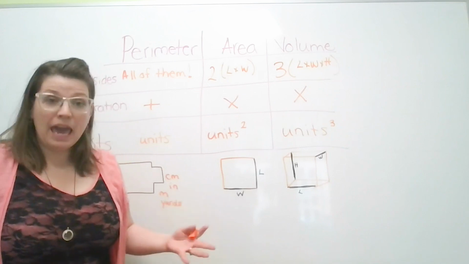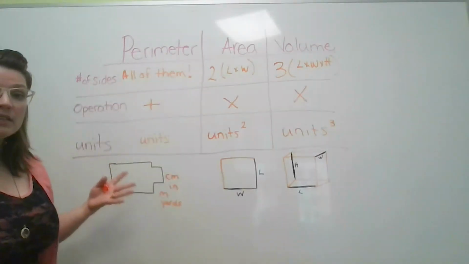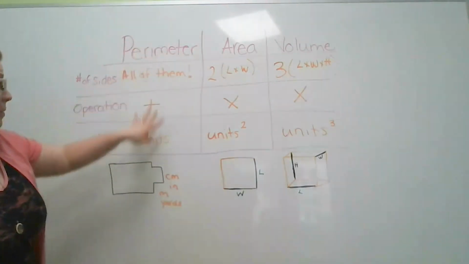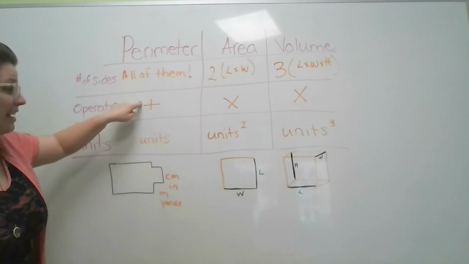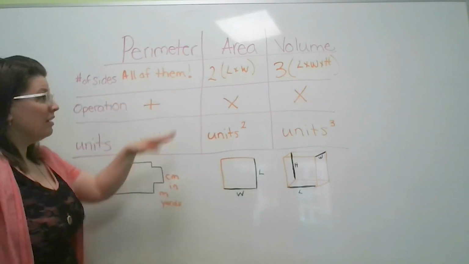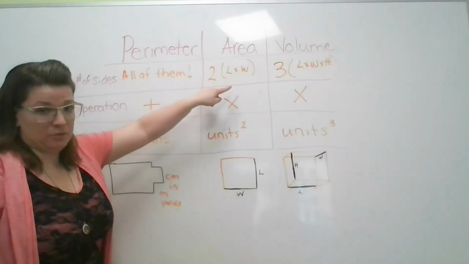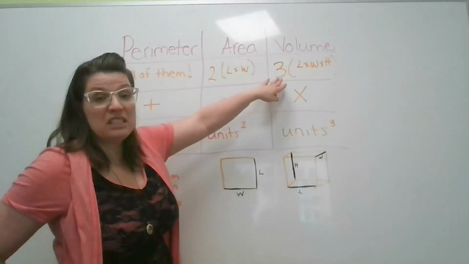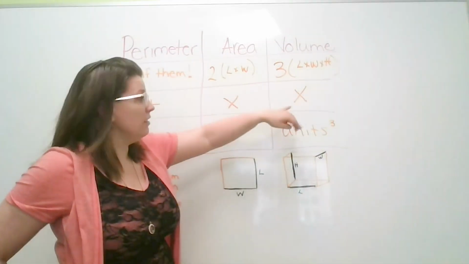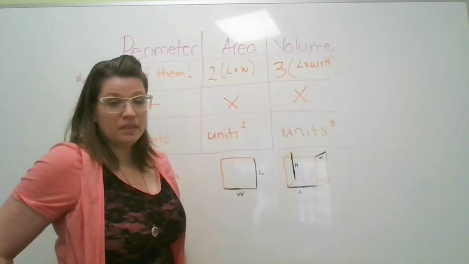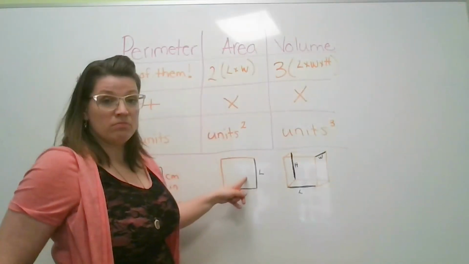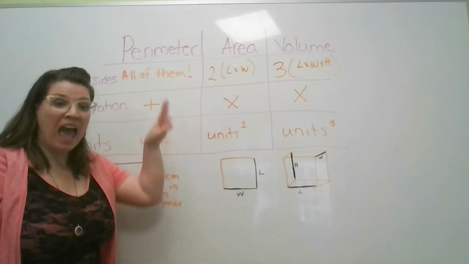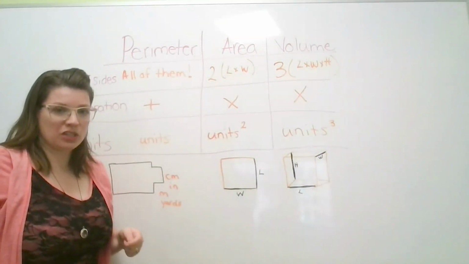Okay, so just to sum up, this is the chart that I use. Seems maybe complicated, but as long as you know perimeter, I need all the sides, I'm adding, and I have plain old units. Area, I need 2 sides, length times width, I'm multiplying them, and I have units squared. And then volume, I need 3 sides, length times width times height, multiply them, and I get units cubed. Doesn't matter what numbers these could be. Doesn't necessarily matter the units. Once you know what you're doing, how to find them, you're good to go.